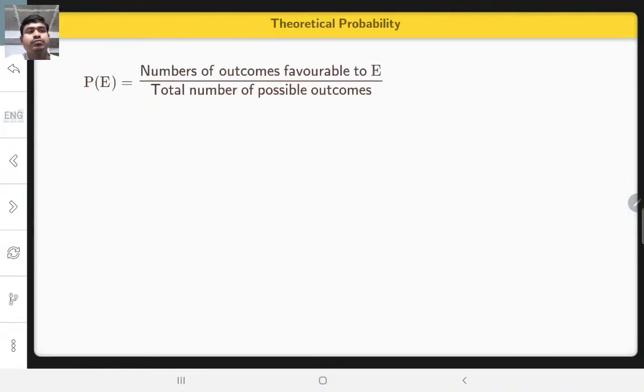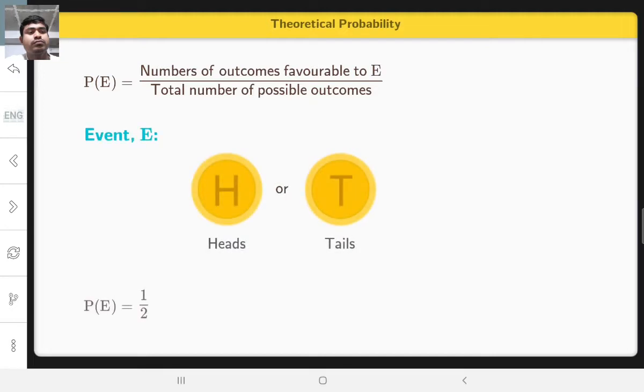The theoretical probability, also called classical probability, of an event E, written as P(E), can be calculated as the number of outcomes favorable to the event E divided by the total number of possible outcomes. When a coin is tossed, the theoretical probability of the event, heads or tails, is always 1 by 2, as both events are equally likely to happen.